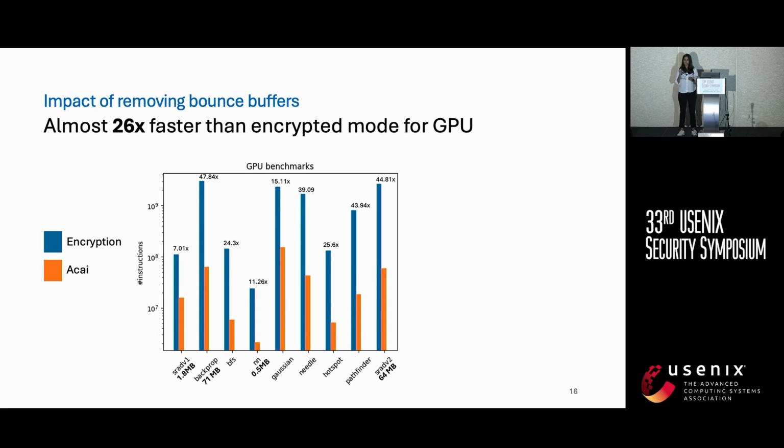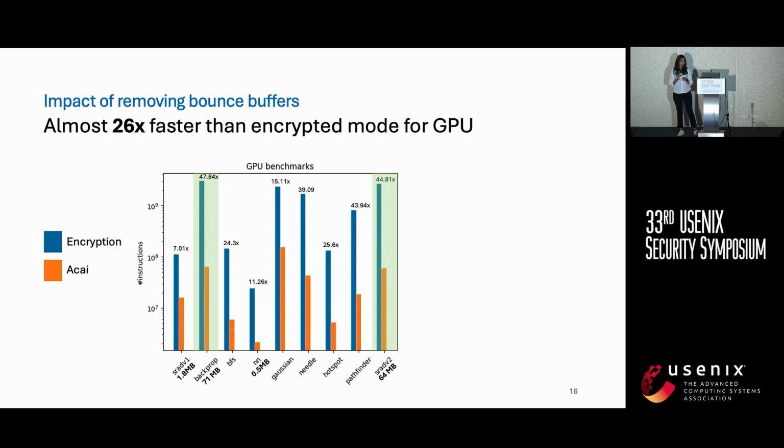So on the x-axis here is the Rodinia benchmark suite, and on the y-axis is the number of instructions executed on the simulator on the log scale. So smaller is better, and the orange bar is ACAI, and the blue bar is the encryption baseline. And we see that on average, ACAI gets about 26 times faster by removing this encryption. And also we see a correlation between the amount of data transferred and the gains that we get by removing this encryption.